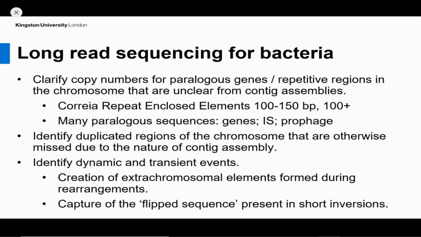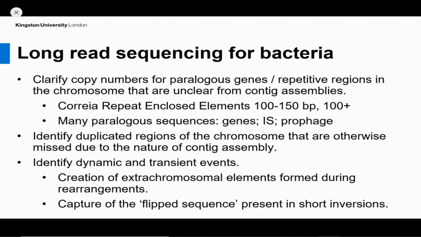So we can identify duplicated regions in the chromosome that are otherwise missed due to the nature of contig assembly. So there might be genomes out there in the databases where we have no idea that there are these duplicated regions, the things that are going on in the chromosome. And until we do a complete genome sequence with a long-read technology to be able to do the complete assembly into a circle, we just aren't going to have any idea that those duplicated regions are in there.